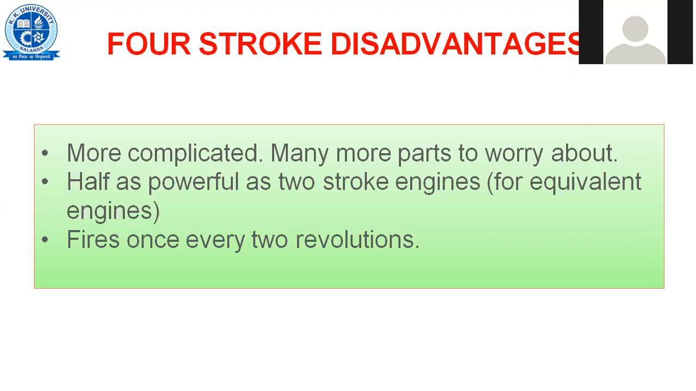In order to overcome this disadvantage, we normally go for multi-cylinder engines, such that for every rotation you can have some power generation. So instead of a single cylinder, if you have two cylinders, then for every rotation you'll have one power stroke, power generation, in the case of four-stroke engines. That way you can counter this disadvantage.